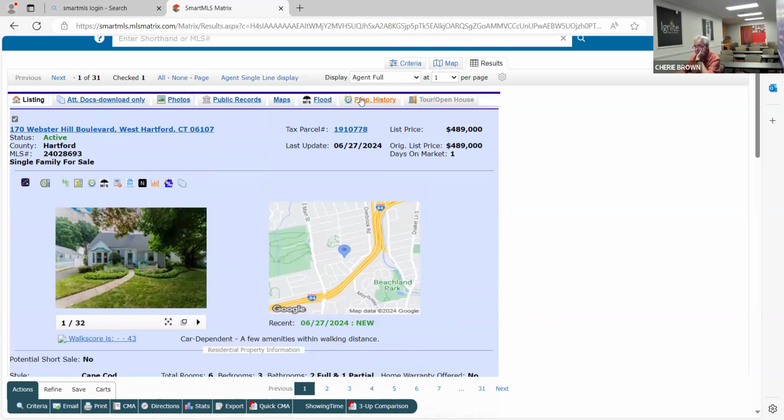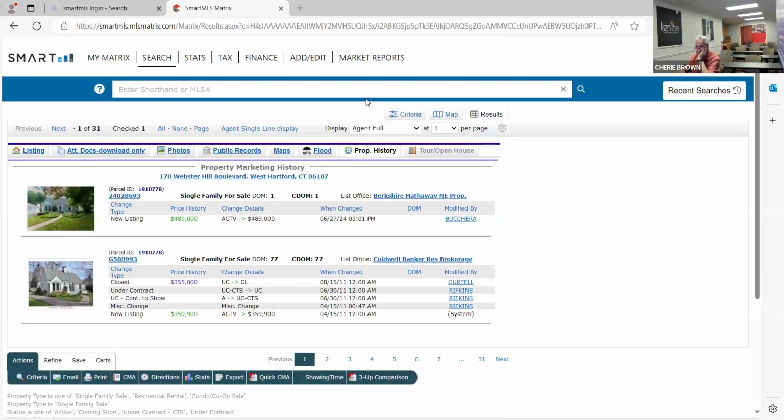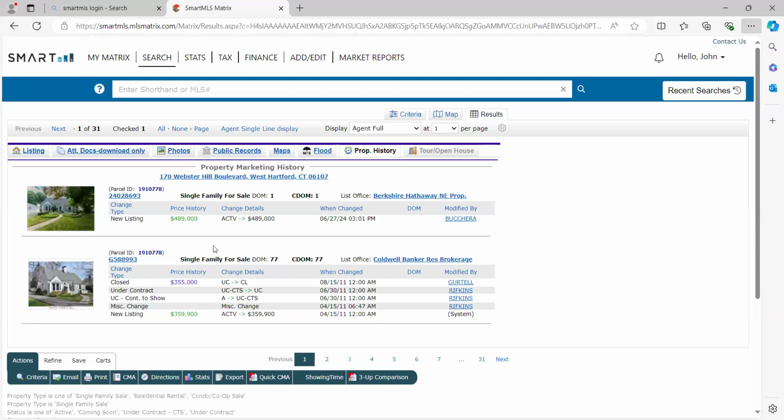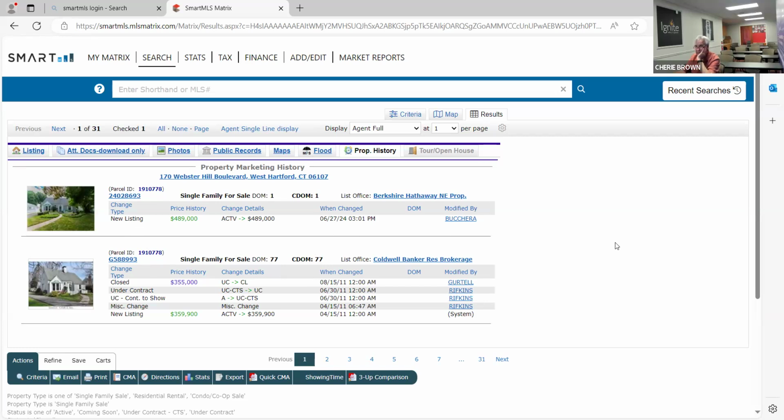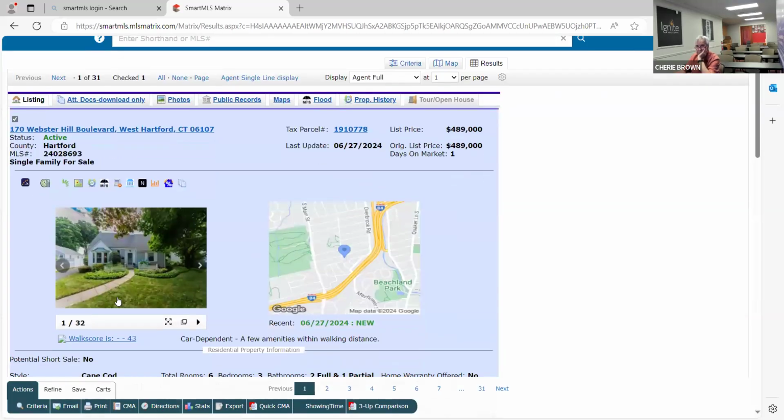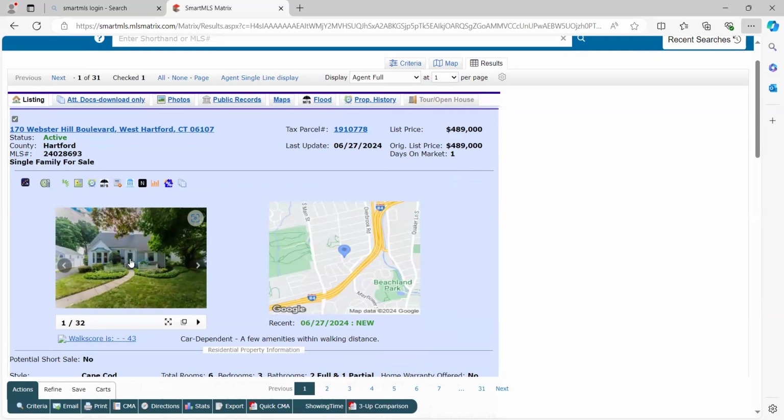I always look at property history. See, this has history that dates way back to 2011. It closed back in 2011 for 355,000, which has no relevance to today. It's way too many years ago, other than it did sell once upon a time, and now it's back on the market. So we'll go back to the listing and open this thing up and look at these things.